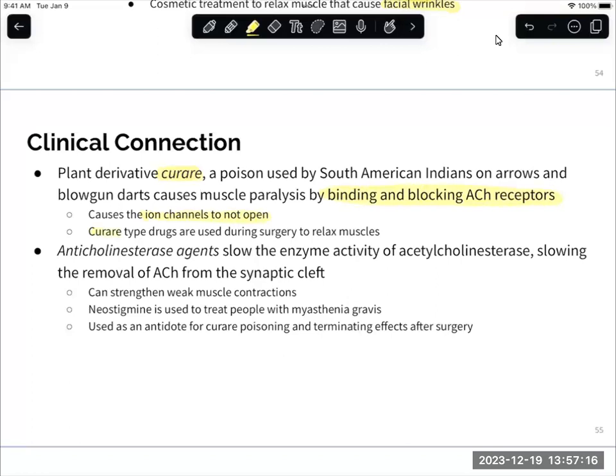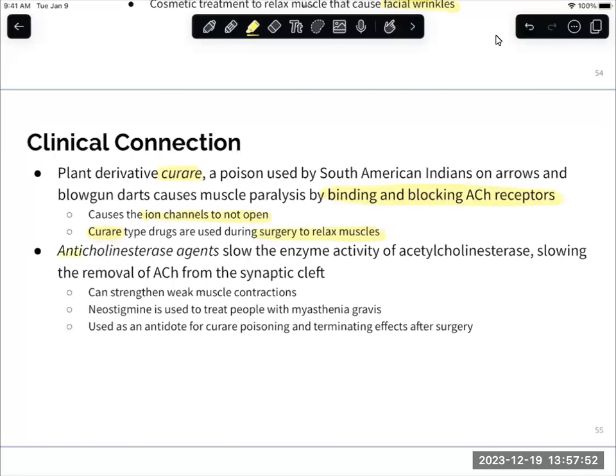Interesting part, curare is now used in surgeries to relax muscles. When they put you to sleep under general anesthesia for a surgery, they are also paralyzing your muscles because muscles can sometimes do random twitches. And if they're working on something, they don't want a muscle to randomly twitch and cause more damage. So they paralyze your muscles when you're in surgery.